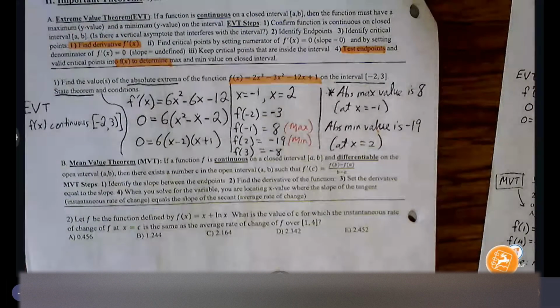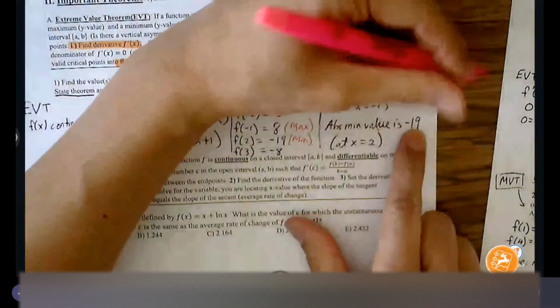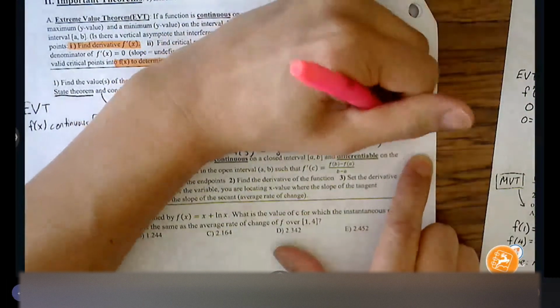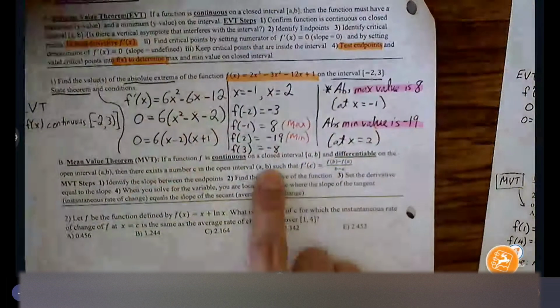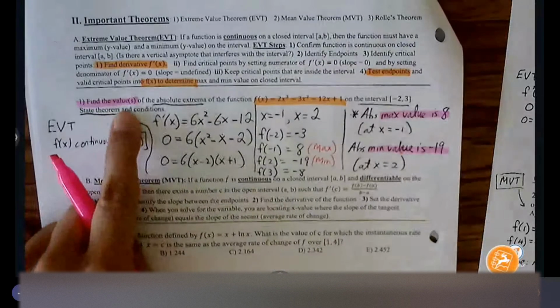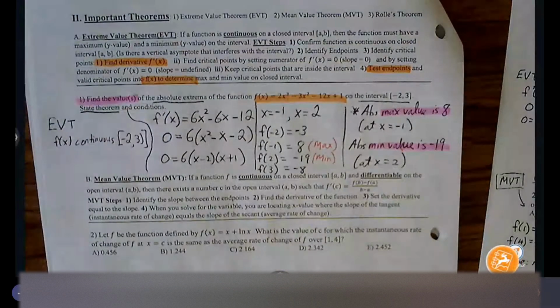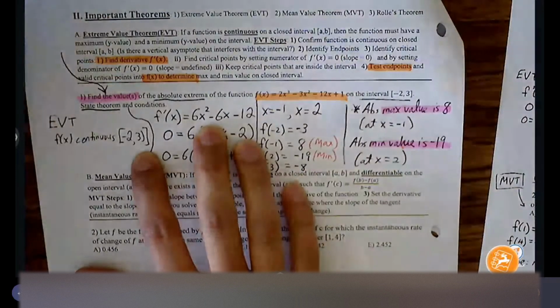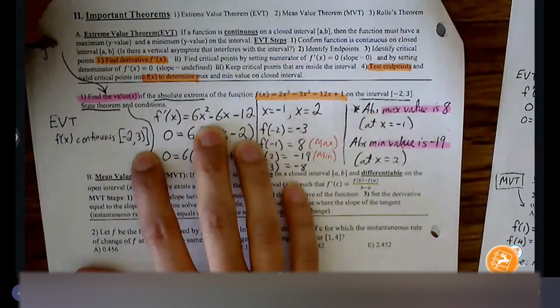And here's the thing I want to point out. Even though it doesn't specify, y value is implied. So it says find the values. It doesn't seem very descriptive, but that's how the AP exam phrases it. It's referring to the y value.